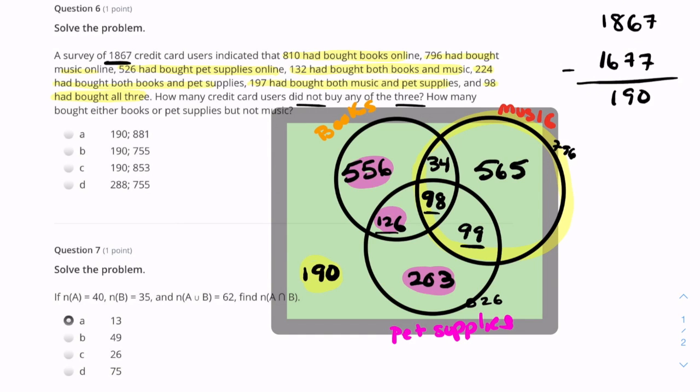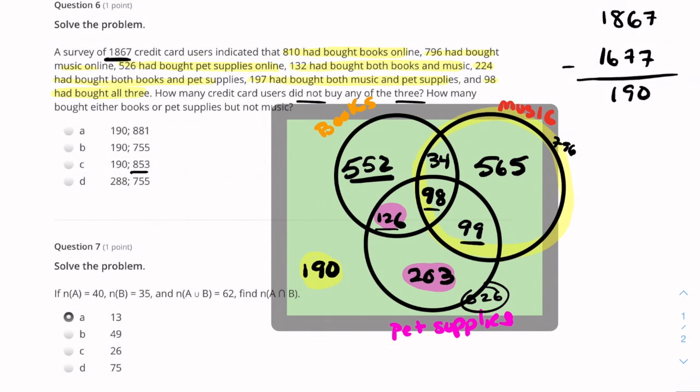So if I add it up, I was incorrect on what the subtotal for books was. It's 552. So to answer the second question, how many bought either books or pet supplies, it would be 552 plus 126 plus 203. And that totals up to 881, which is my answer there. Hopefully this helped.